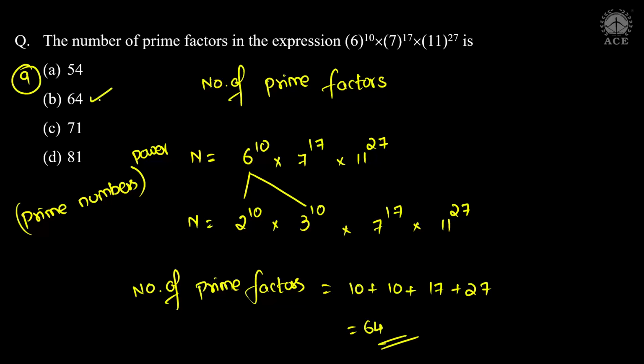If you want to calculate the number of prime factors, add all these powers. The powers are now 10, 10, 17 and 27, altogether 64. The number of prime factors is 64. How many times are prime numbers involved? The prime number 2 is there 10 times. That number is some value, right? If you expand all, 3 is there 10 times, 7 is there 17 times, 11 is there 27 times. Number of prime factors means how many times that prime number occurred in that.